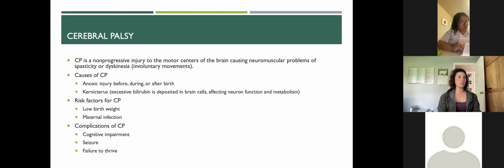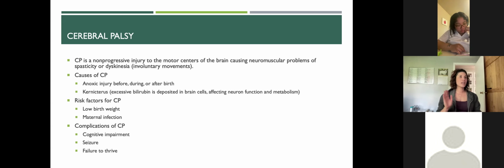Something not purposeful. Typical causes of cerebral palsy: they have a traumatic delivery, so they're experiencing a prolonged time without oxygen, either before, during, or after birth.